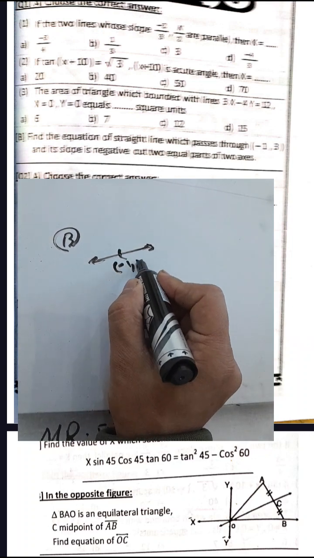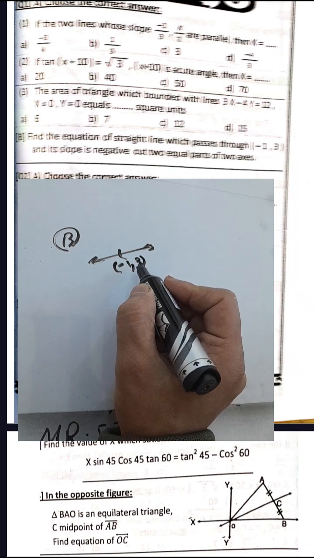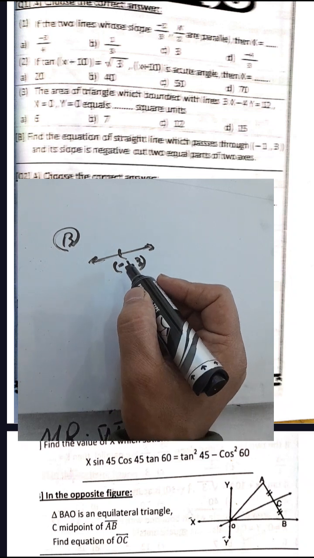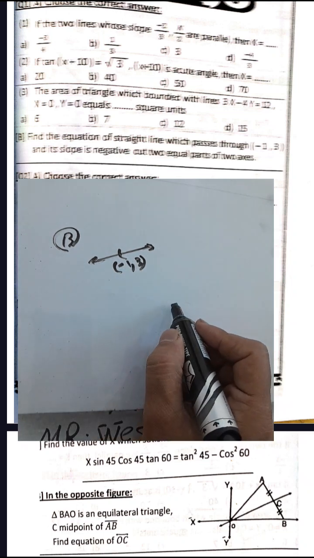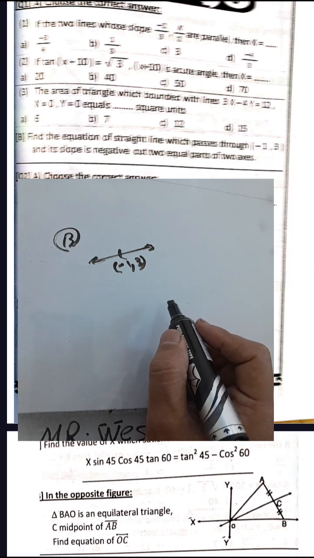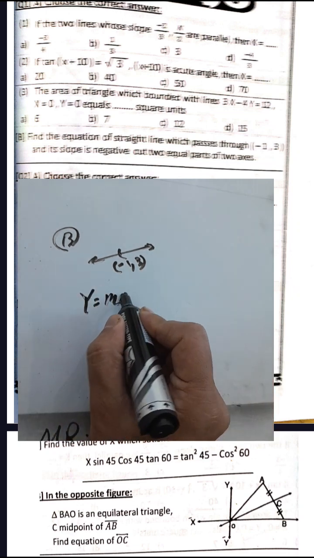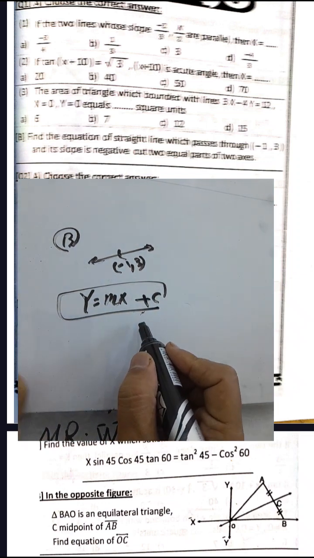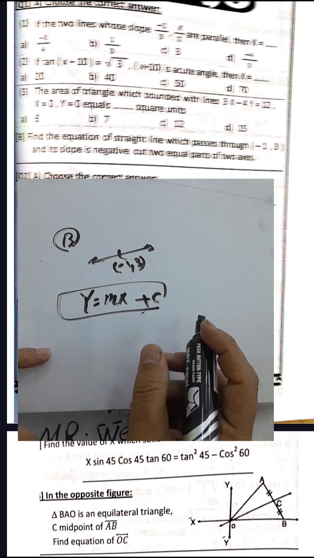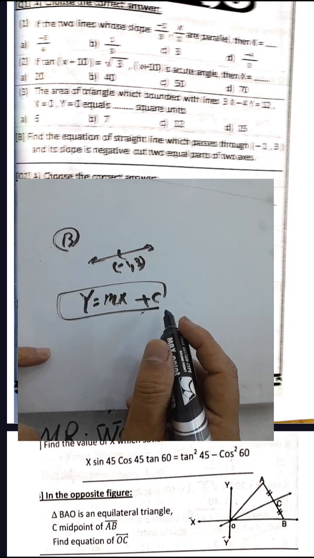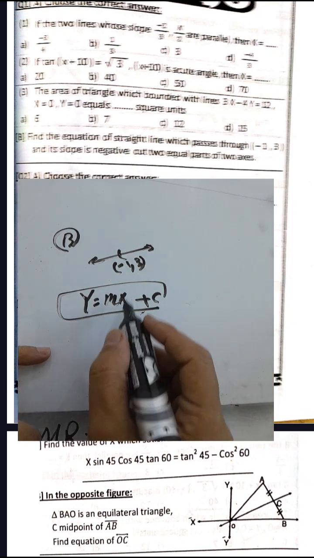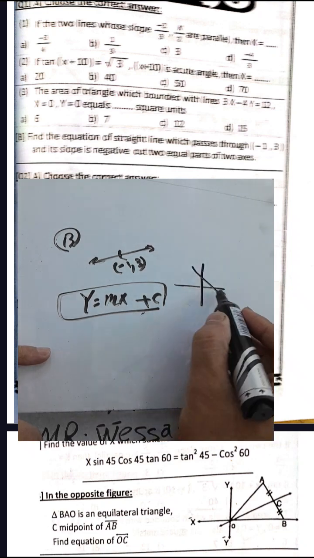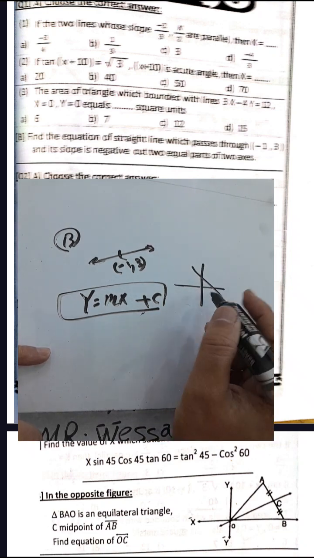Question letter B. Find the equation of the straight line which passes through the point negative 1 and 3, and cuts two equal parts from the two axes. We can write the equation y equals mx plus constant. It's the equation of a straight line, and since it cuts two equal parts from the two axes, it means x equals y. Okay, and the point negative 1 and 3 belongs to this straight line, which cuts equal parts and passes through the point negative 1 and 3.